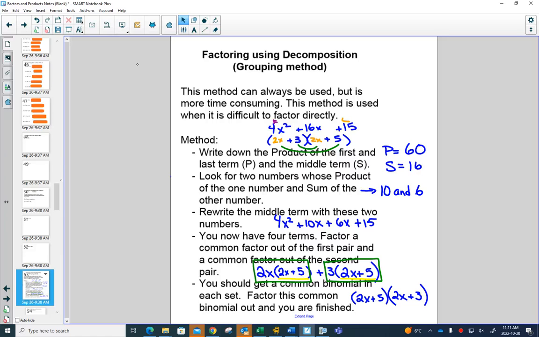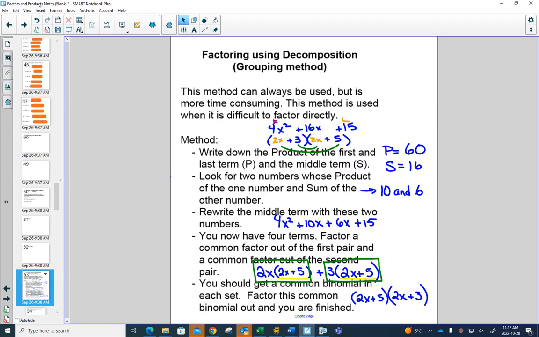Then, the grouping method says, look at your first two, what do they have in common? Pull that out. Look at your second two, what do they have in common? Pull that out. And then I put green boxes around both of those things. There should be something in common in those green boxes. That was the 2x plus 5. So you know that 2x plus 5 can be pulled out of this green box and pulled out of that green box, leaving you with 2x plus 3 as your second factor.